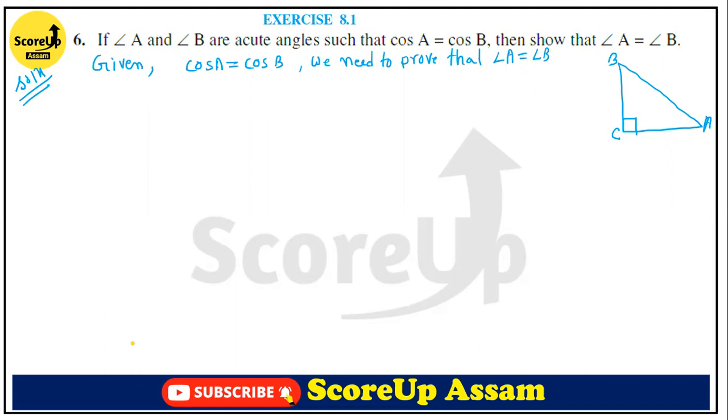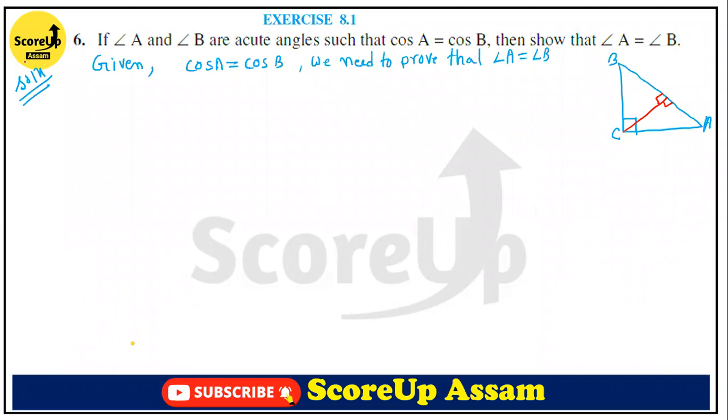Now, we can solve this problem in two different ways. Let me solve it in the first method, then I will solve it in another method. So in the first method, we draw a perpendicular from C to AB, like this. This is the first method. Then I will show you how to solve it in an alternative way.